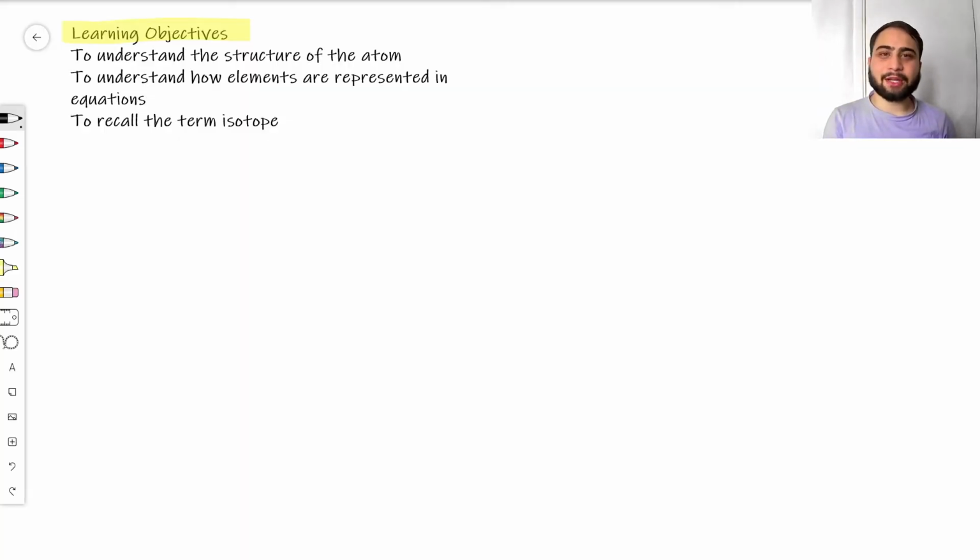My name is Munam and today we're going to be looking at atomic structure. Now, whilst this is a topic that's usually taught in chemistry, we also need to understand some physics about the atom. So some of our learning objectives include to understand the structure of an atom, to understand how elements are represented in equations that we use in physics, and to recall the term isotope. So let's get right into it.